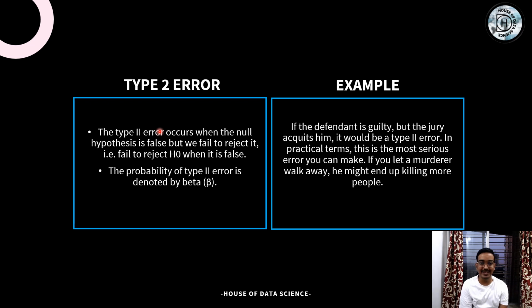You fail to reject a null hypothesis, but it was actually to be rejected. So it is denoted by beta. In this case, a criminal is guilty, but the jury acquits him. Just imagine a criminal roaming around because he was adjudged as innocent, right? This is the most serious error you can make, and let a murderer walk through.